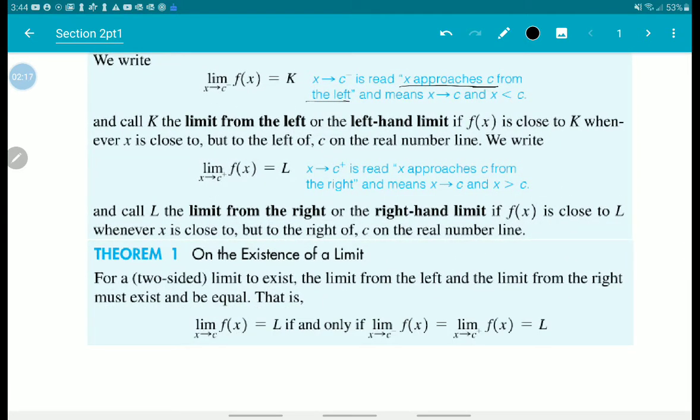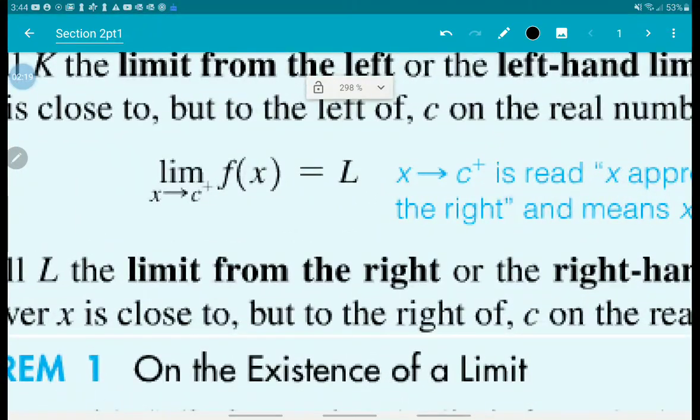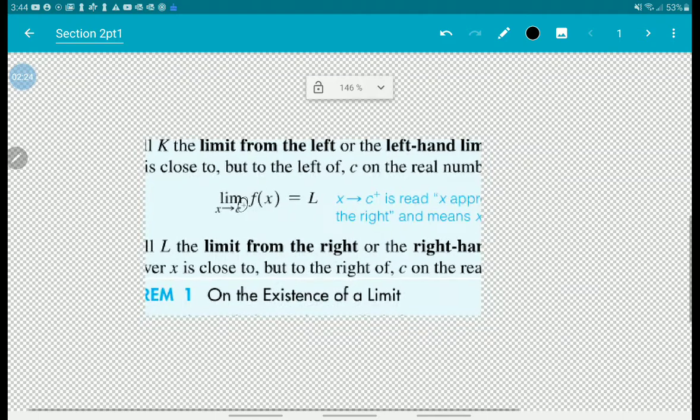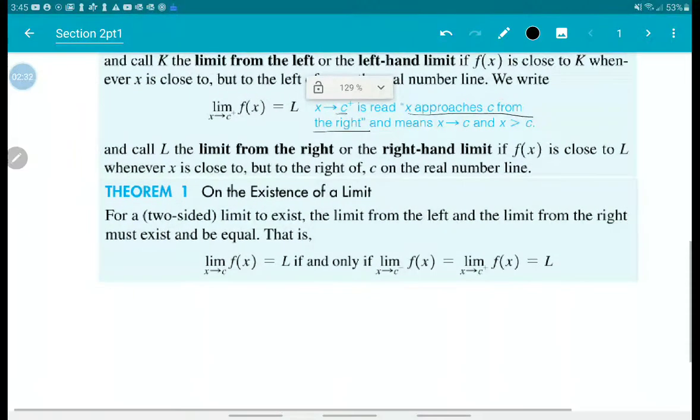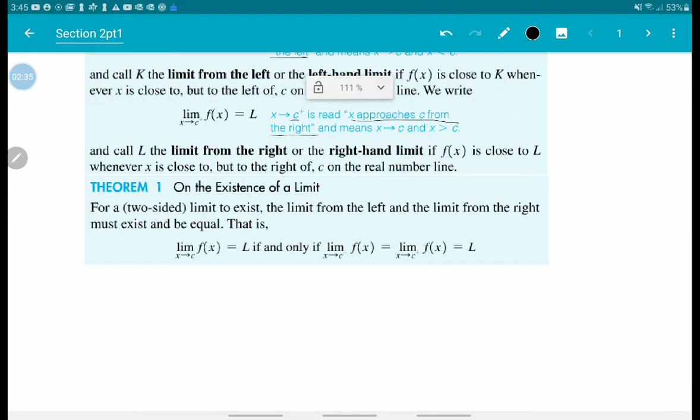We can also talk about a right-hand limit. I'm going to zoom in on the notes here. Notice that plus. That means not that we're dealing with a positive number, but that we're approaching this number c, whatever it is, from the right-hand side. Now, for a limit to exist, the left and the right-hand limits have to match up. So what I want to do is look at a few examples where we can see some graphs.